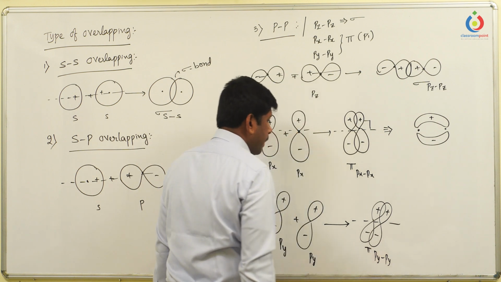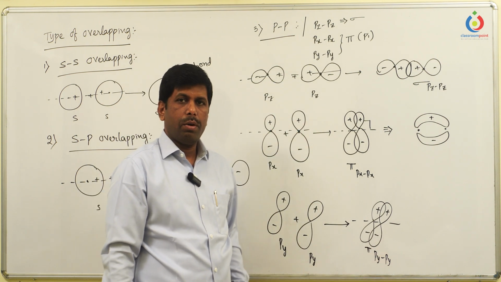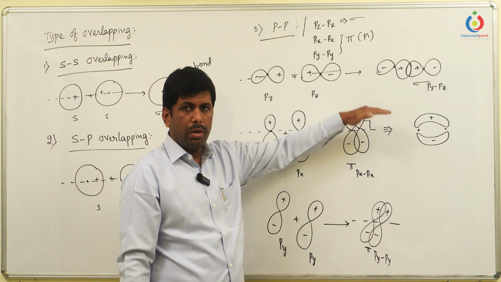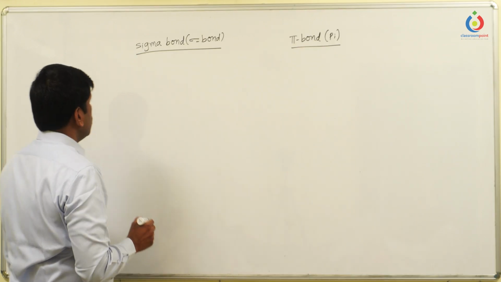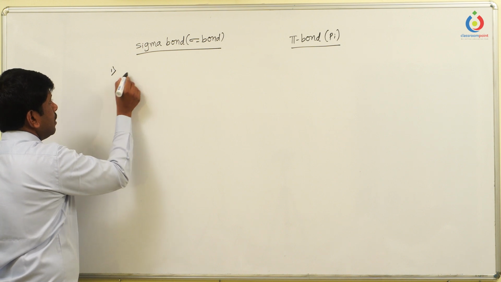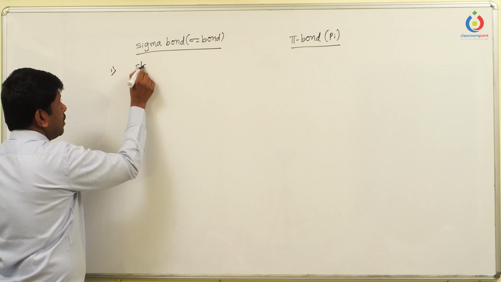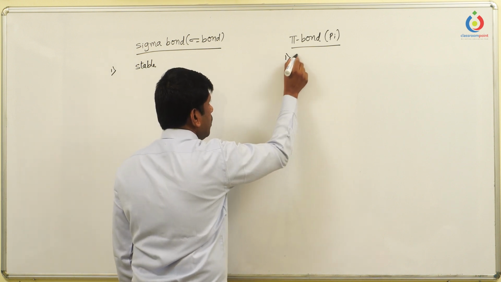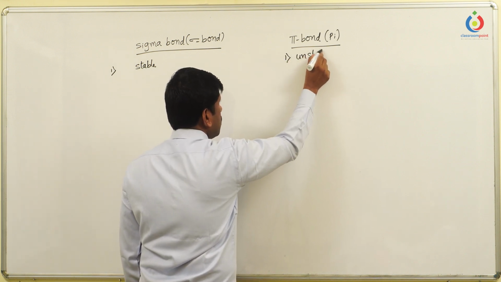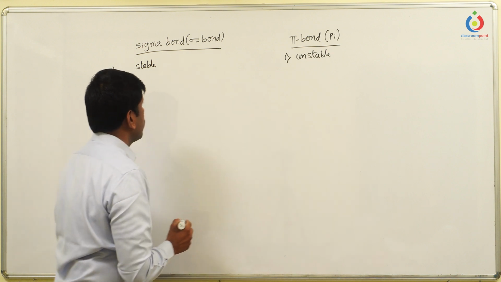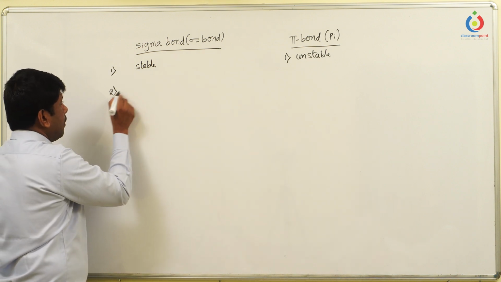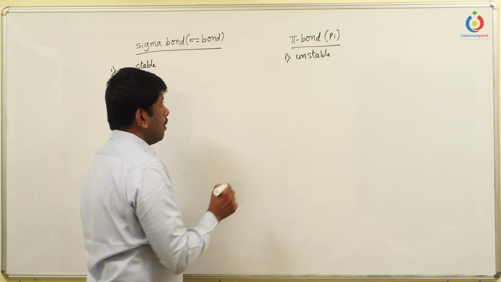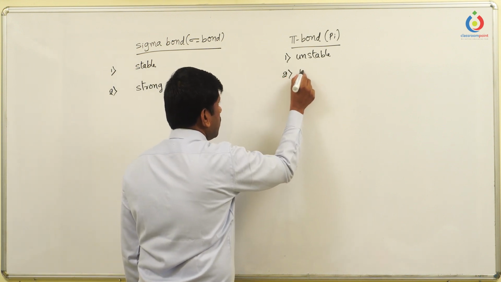This is called the pi overlap. Now let us see the difference between the sigma bond and pi bond. The first point is, it is a stable bond, and this is an unstable bond. Sigma bond is a strong bond. Pi bond is a weak bond.